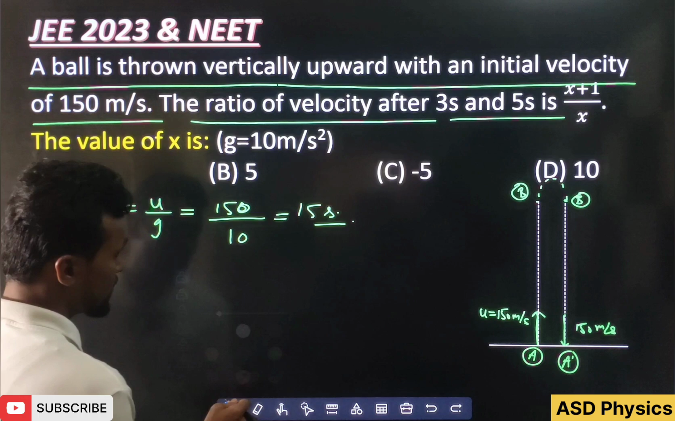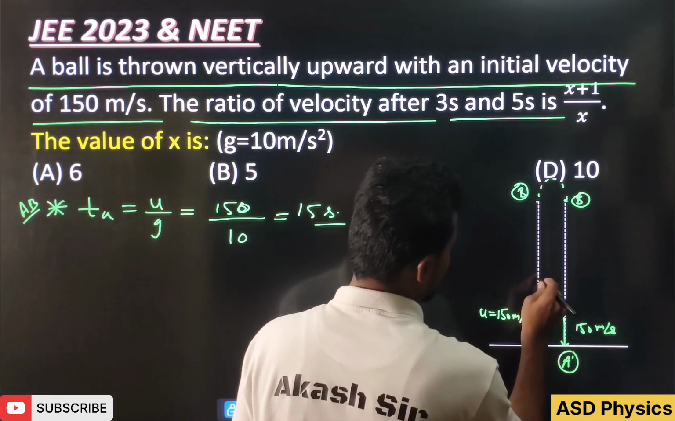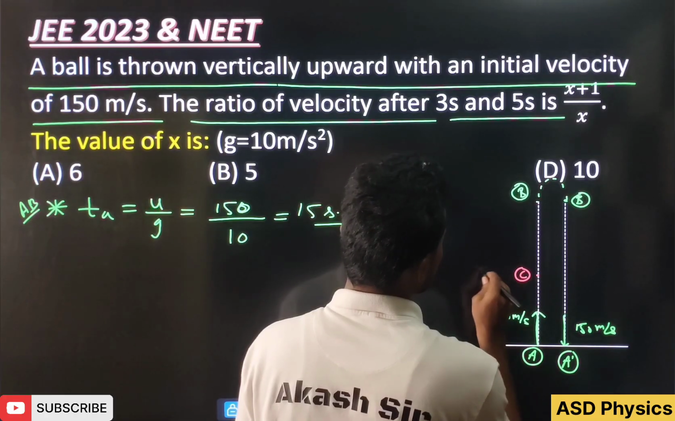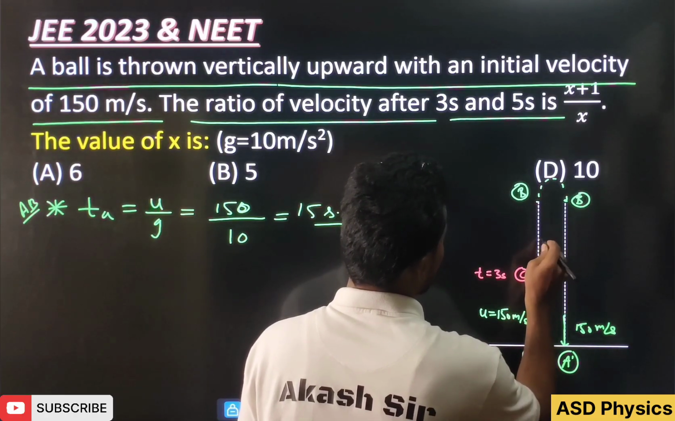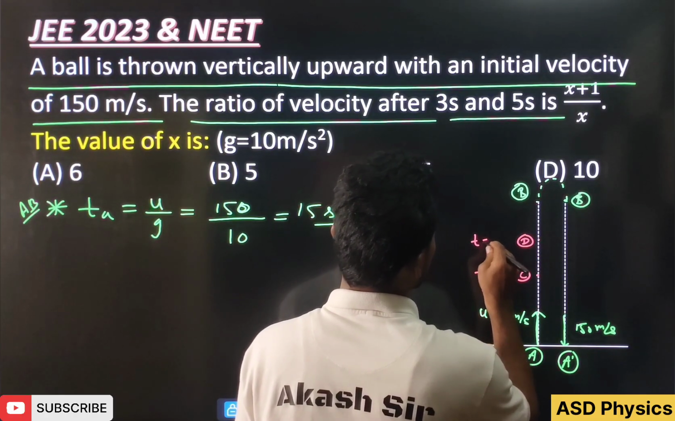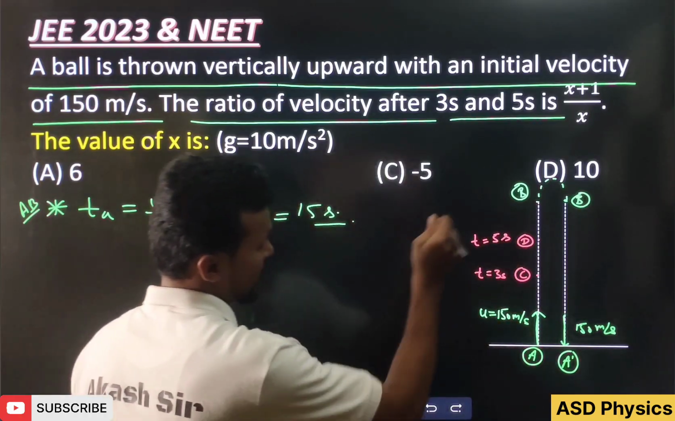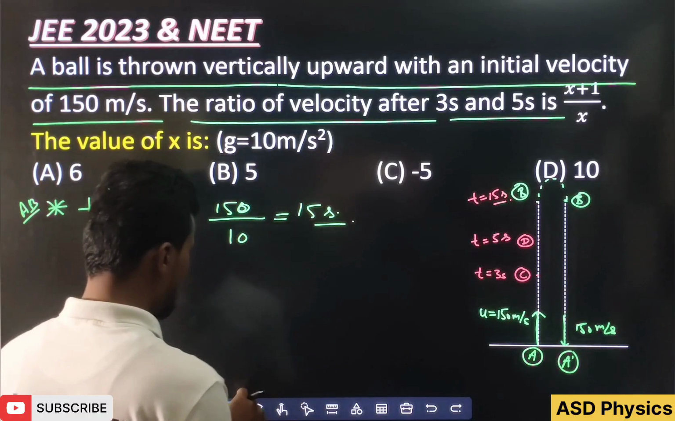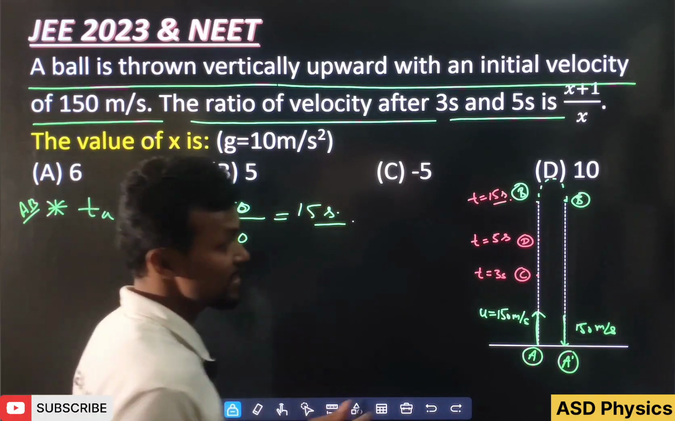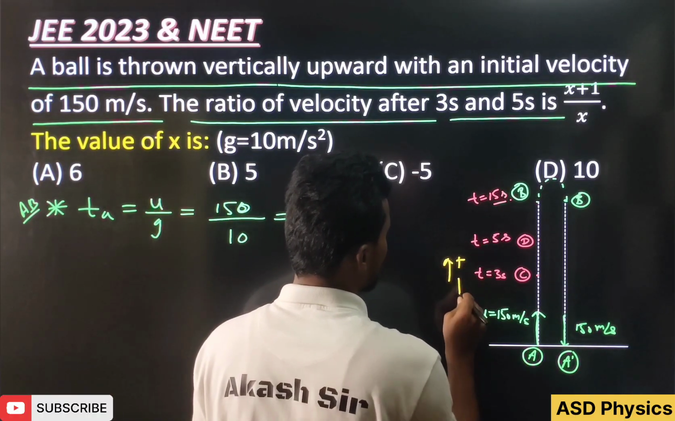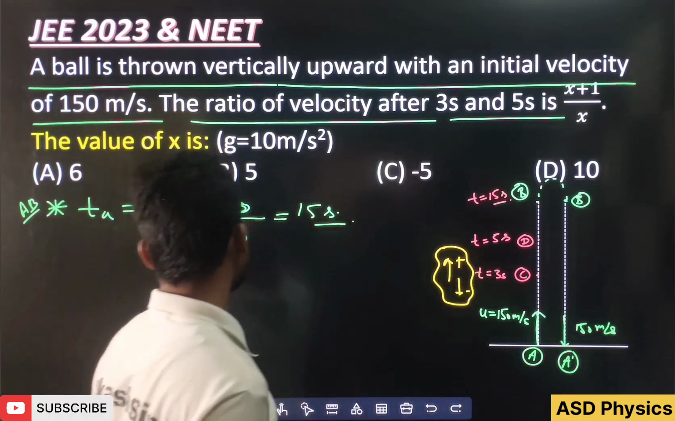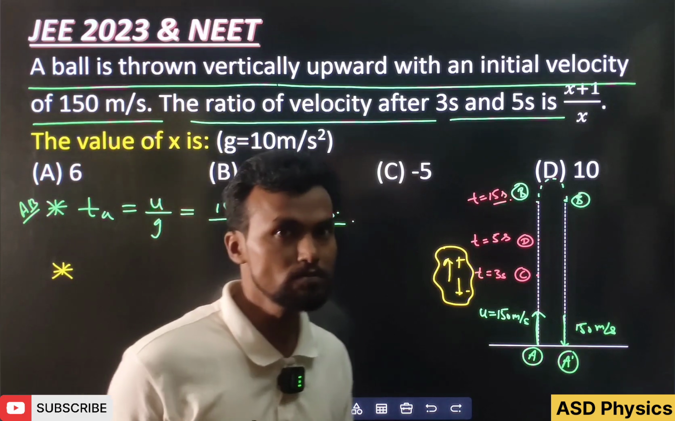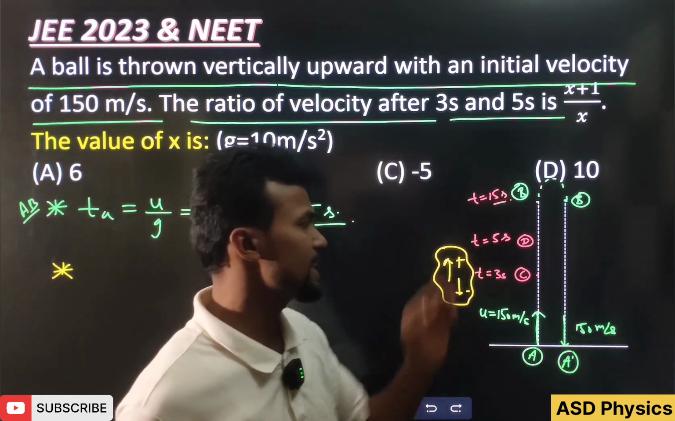Let's see what is happening. Let's take A, B, and somewhere a point C, where time is t equal to 3 seconds, and D, where time is 5 seconds. At point B, time is the time of ascent, 15 seconds. The ball is going in the upward direction, so which sign convention will we use? Upward plus, downward minus. Next, we apply the equation of motion from A to C and A to D.